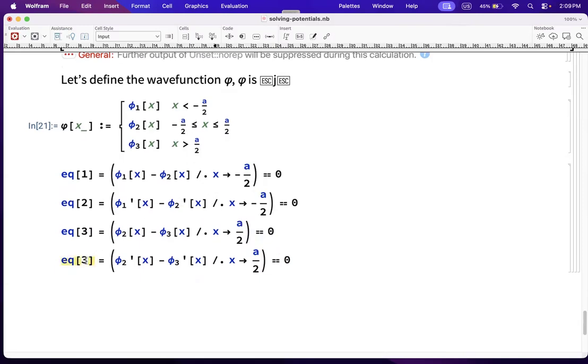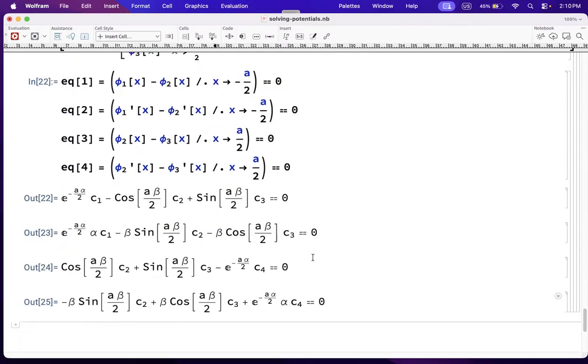And remember, this is equation 3. This is equation 4. You have equations 1, 2, 3, 4, and you have phi 1, phi 2, phi 1 prime, phi 2 prime, phi 2, phi 3, phi 2 prime, phi 3 prime. You see? And remember the boundaries, right? The first two are when x goes to minus a over 2, and the last ones are when x goes to a over 2. That is the equations. I'm going to pause now here, so everybody gets this.